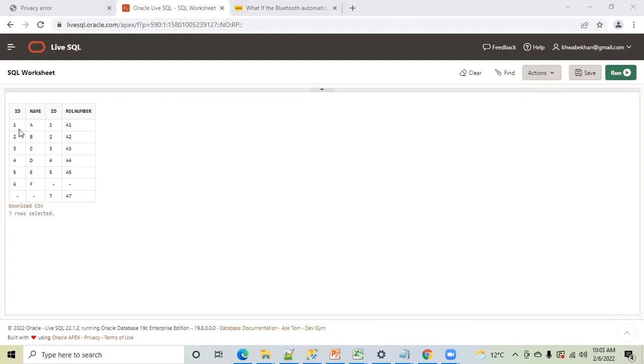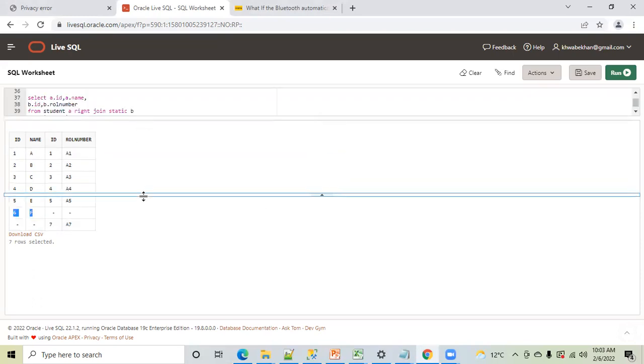So now you can see that the ID 6 is present here and name F, right? Similarly, here ID 7 and roll number A7 is present. Now we are getting the information from both the static table as well as the student table. Clear. So this is the use of full outer join.